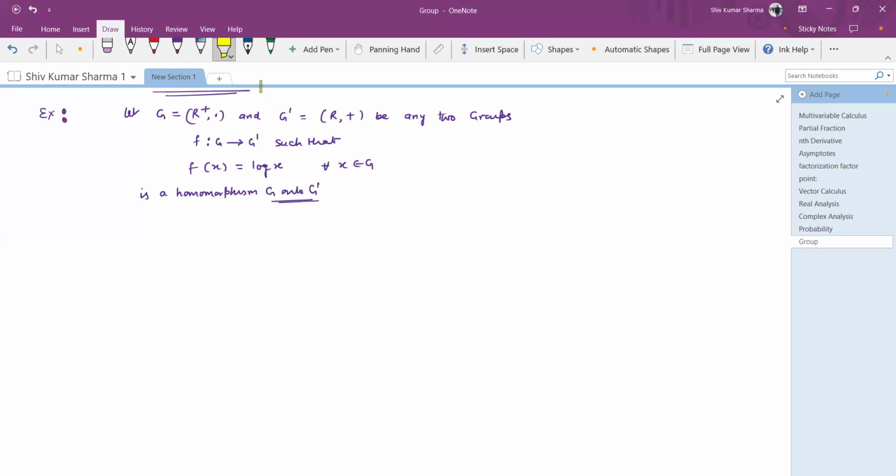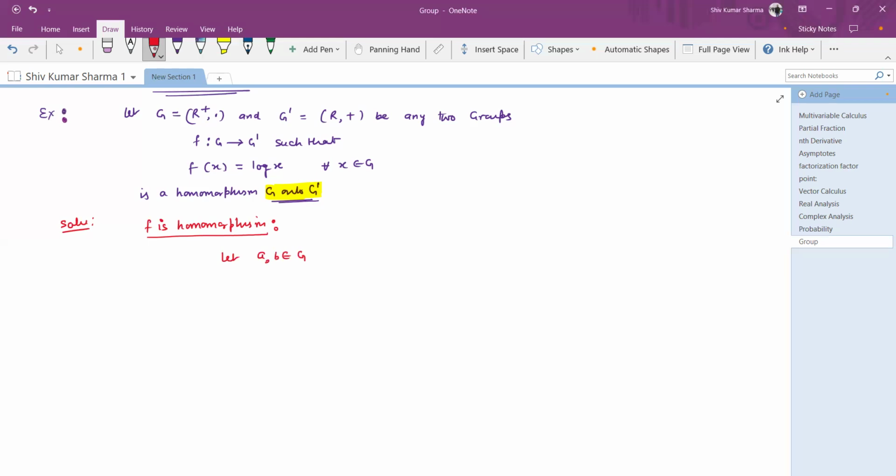It is clear that we have to prove that the function is a homomorphism and that the function is onto from G to G dash. So now we give the solution. First we shall prove that the function is a homomorphism. For proving homomorphism, we take two elements of G. Let A and B belong to G.